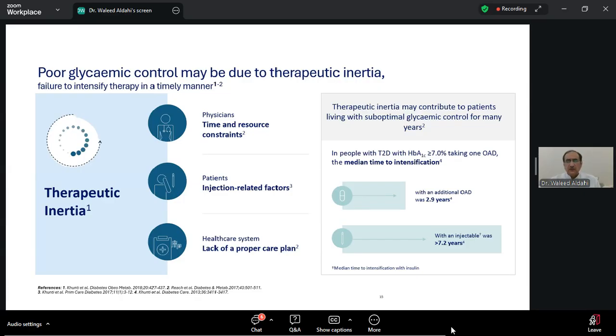In people with type 2 diabetes with HbA1c more than 7 on one oral hypoglycemic agent, the mean time to intensification with the addition of another agent is 2.9 years, and to insulin or injection is more than 7.2 years. So imagine 7.2 years. I give a lot of lectures for primary care physicians, and when I ask them about this, they always say that the patient doesn't like the injection, and then years go by, visit after visit, and the patient ends up having complications. 7 years is enough for a patient to develop micro and macrovascular complications, as you all know.